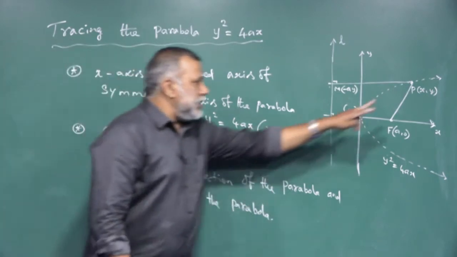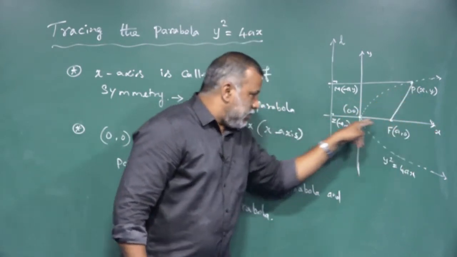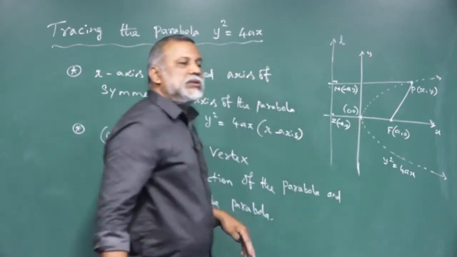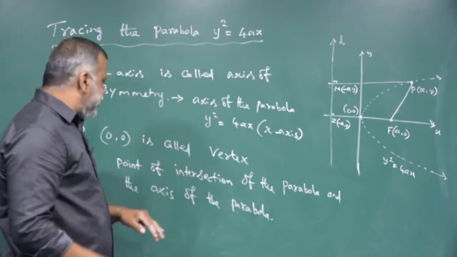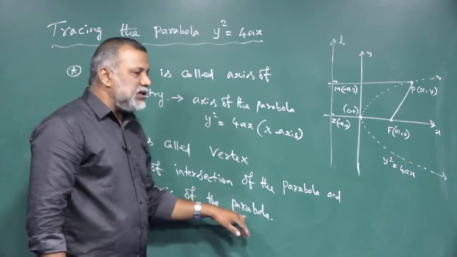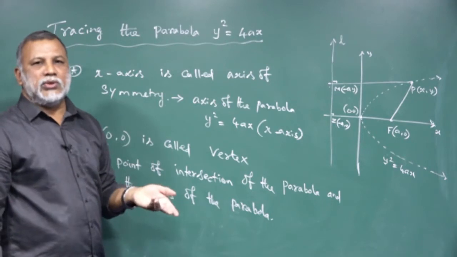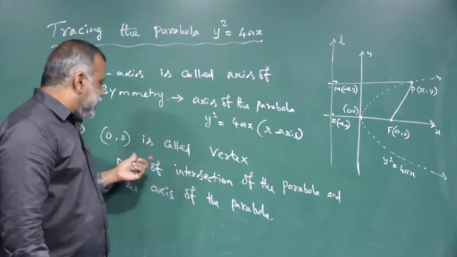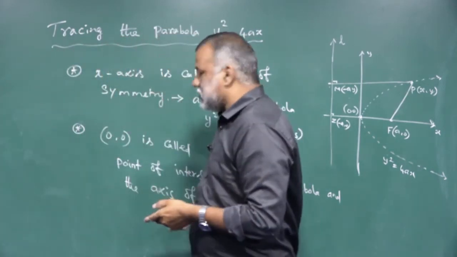See, this is the parabolic diagram, the path traced by the moving point. This is called the axis of the parabola. It is intersecting at only one point. That is called the vertex. So the definition is: the point of intersection of the parabola and the axis of the parabola is called the vertex of the parabola. So 0, 0 is the vertex.